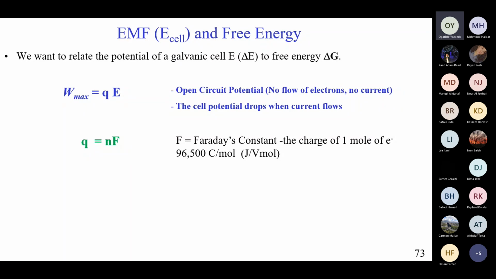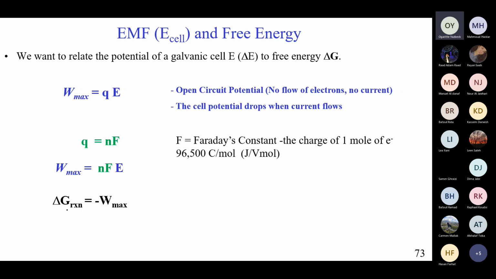Faraday's constant is the amount of charge in 1 mole of electrons. So this is Q, the charge. This charge is per electron, so I multiply the number of electrons, N, and I will get the charge. Faraday is the amount of charge for 1 mole of electrons transferred. So instead of Q, we put the number of electrons transferred times Faraday's constant.